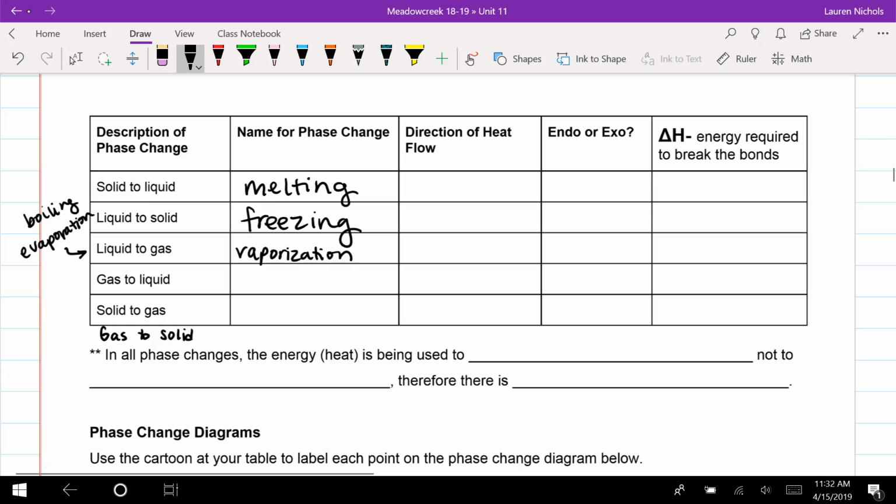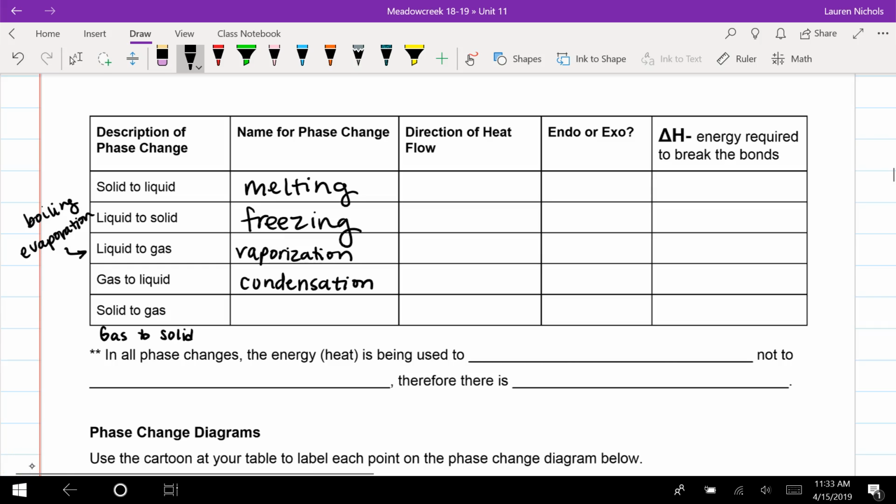Now, reversing vaporization, going from a gas back to a liquid, is called condensation, which we see on our soda cups or our drinks at restaurants, how they get the water on the outside of the glass. That's because the heat from the air is going into our drink, and that water vapor that is in the air is cooling down and condensing on the side of your glass.